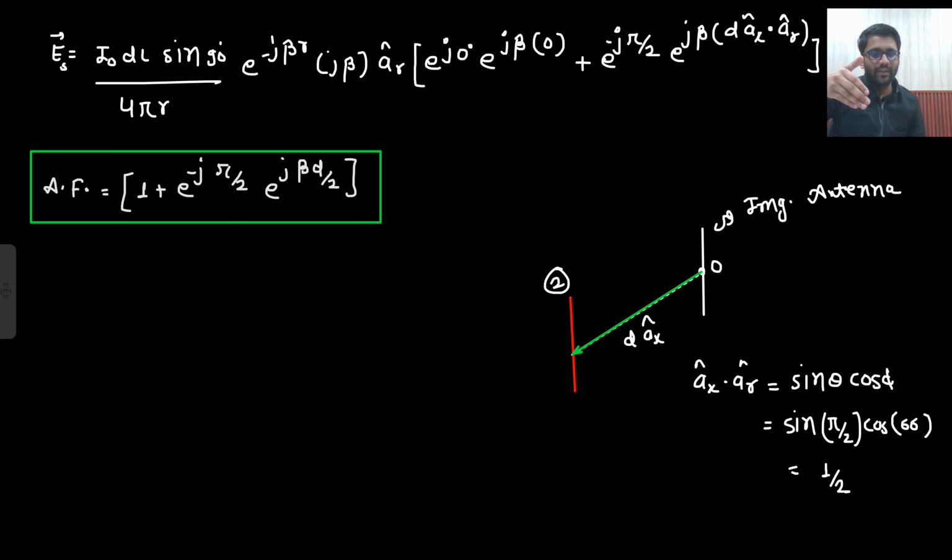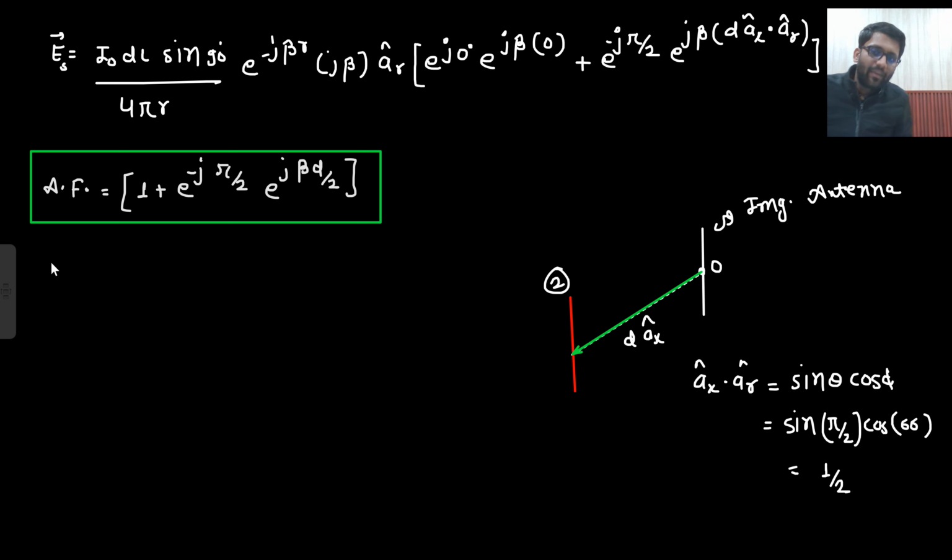Imaginary current element at the origin having 0 phase. This is having a phase of 0 with respect to that. This is having a distance of 0 with respect to that. This was having a phase of minus pi by 2 with respect to the element at origin, and e to the power j beta. Now I need to write down d1 dot ar cap. So what is my d1? From the origin towards the antenna, d ax cap dot ar cap. Ax dot ar, I can see what is the angle, cos 60, 1 by 2.